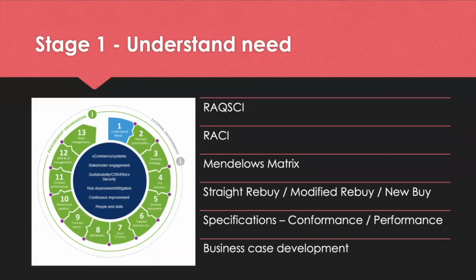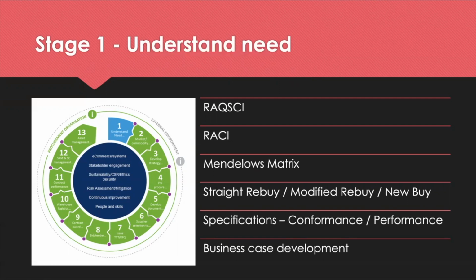Some of the models and theories that I think you should build into an answer if you're responding about the understanding the need stage is RACSI, which is sort of reconciling your business needs back to either a regulatory reason, assurance of supply, quality, cost, service, or innovation. The RACI model and the Mendelow's matrix are around stakeholders. So RACI looks at who's responsible, accountable, who you consult and who you inform, whereas Mendelow's will look at which stakeholders have got power and interest so you can manage them better.